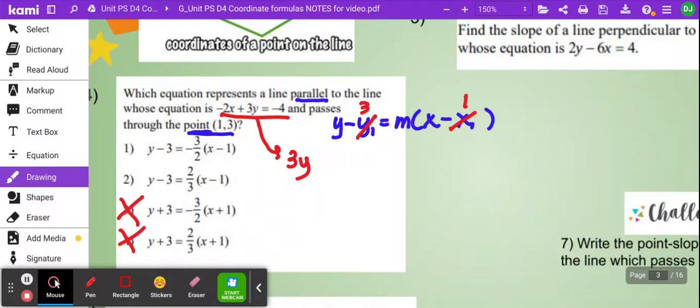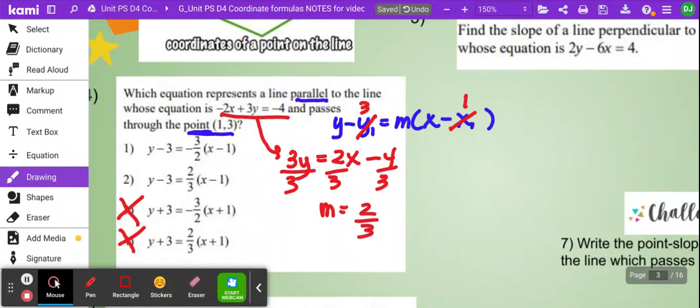I'm going to add 2x to both sides. Remember, when you move something, it changes its sign as you go across the equal sign. But y is still not alone, so you have to divide everybody by 3. And all I care about is that the slope is 2/3, because parallel lines will have the same slope. So that makes it pretty easy. Choice 2 has the 2/3 slope.